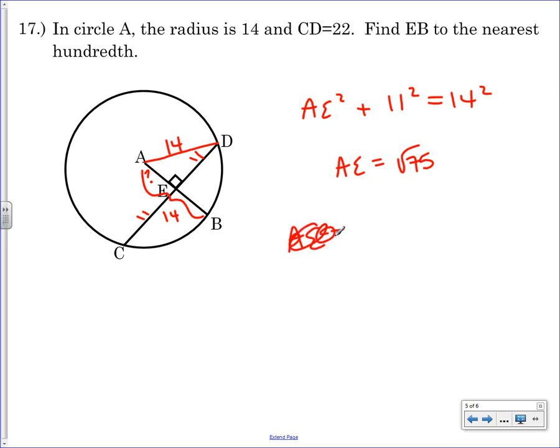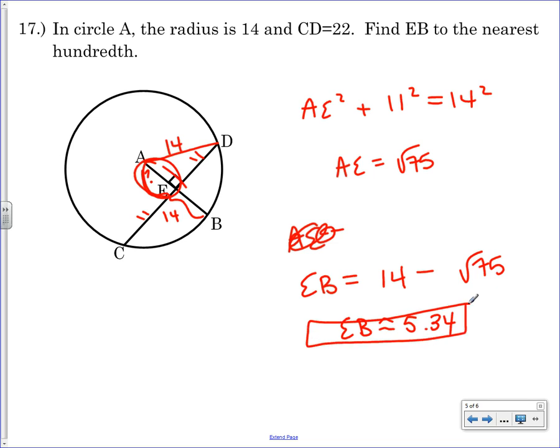Okay? So if I know that the whole thing is 14, then, excuse me, what do we want? EB? Sorry. Then EB is going to be the same as 14 minus this piece. What did we say this piece was? Square root of 75, right? The whole thing, 14, minus this piece of it, the square root of 75, leaves me with the EB, which is what they wanted in the first place. So now you can round. Nearest hundredth is 2 decimals. 5.34. EB is about 5.34.